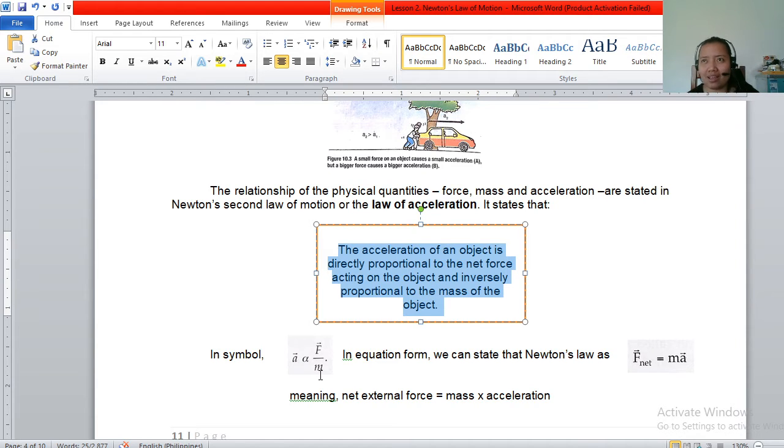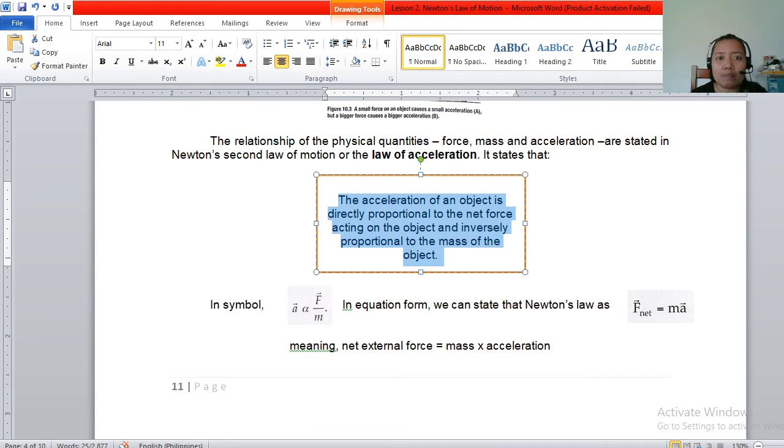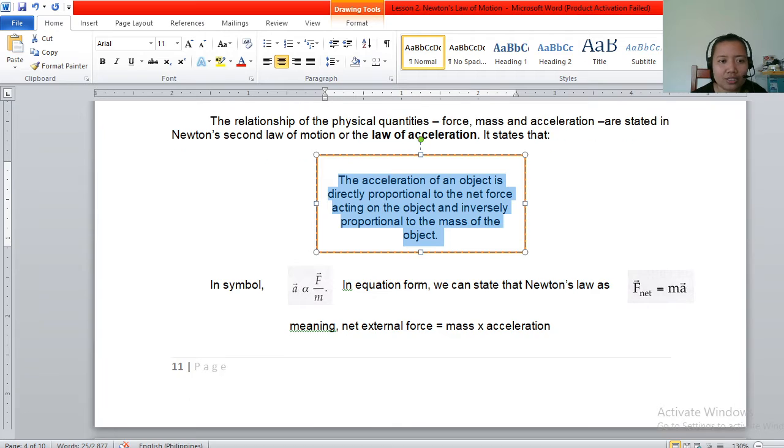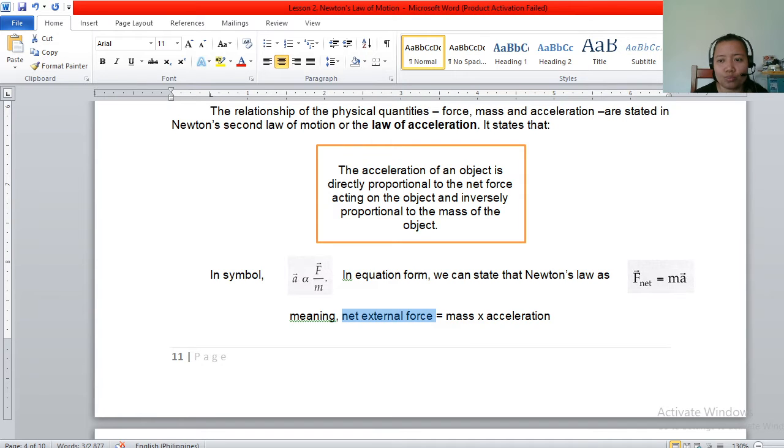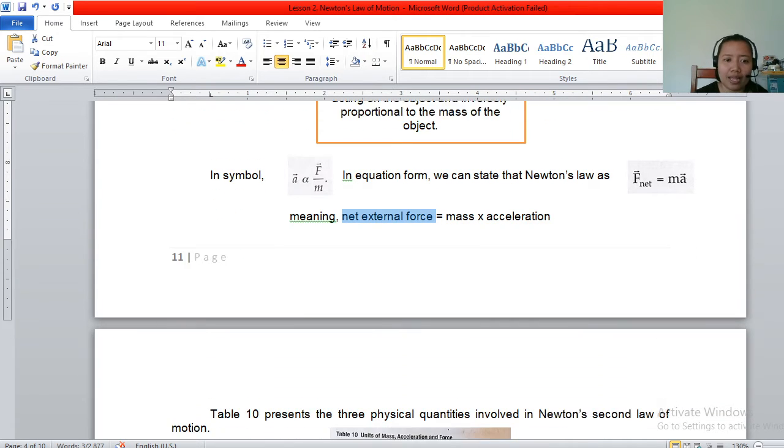So, we can make statements after this based on our law of acceleration. So, in symbol, okay, we have acceleration directly proportional to force and inversely proportional to mass. So, in equation, if we are going to find the net force, we will have mass times acceleration. Okay? So, meaning net external force is equal to mass multiplied by acceleration.